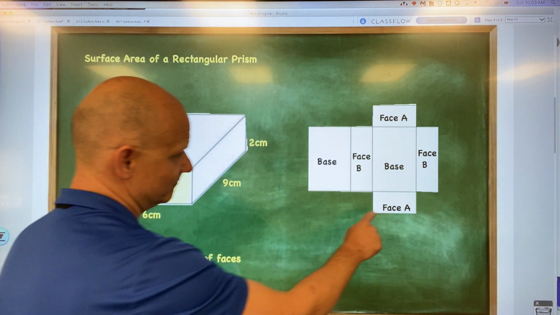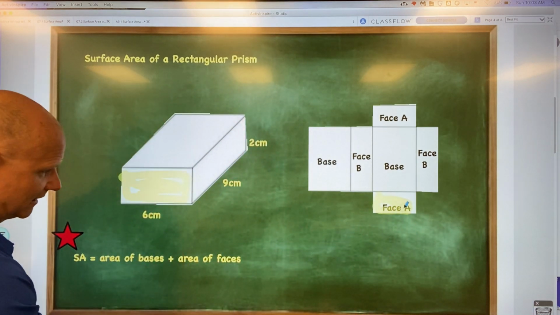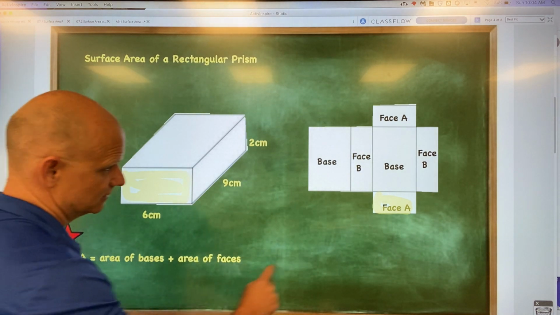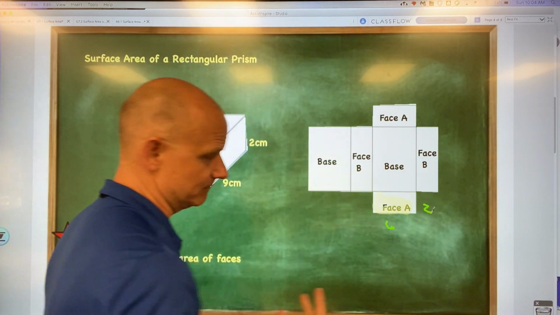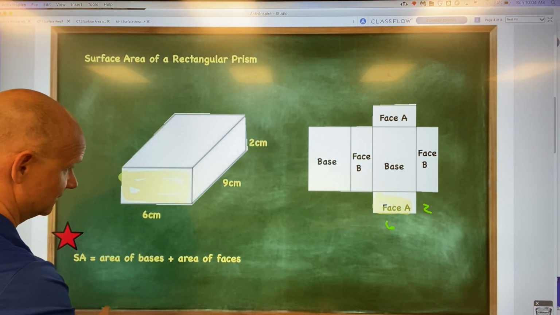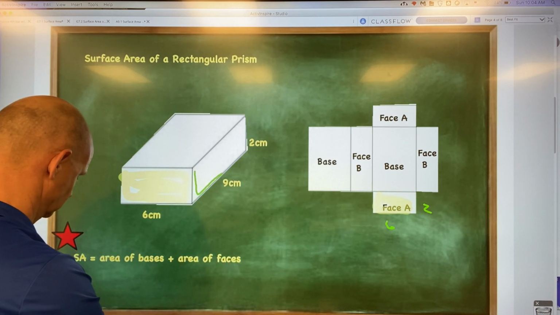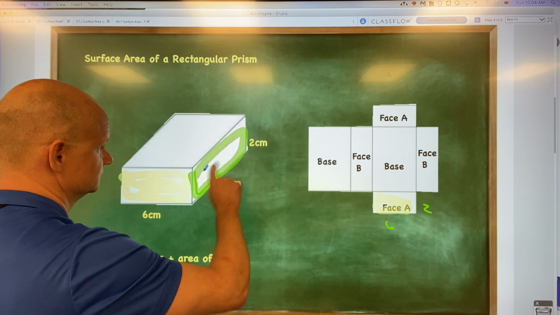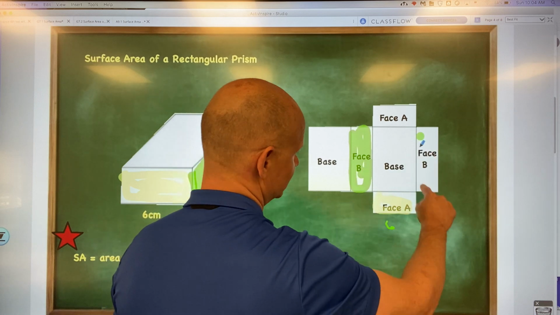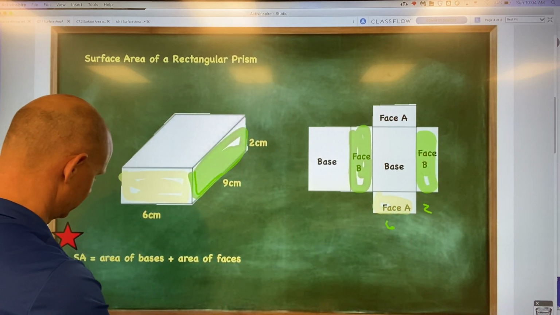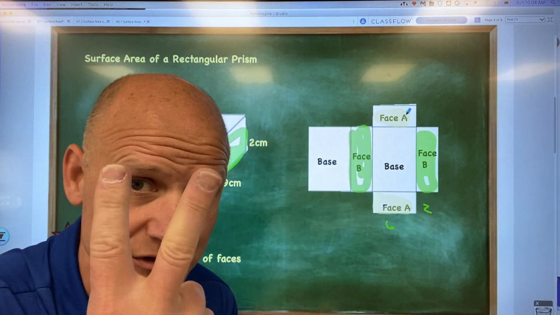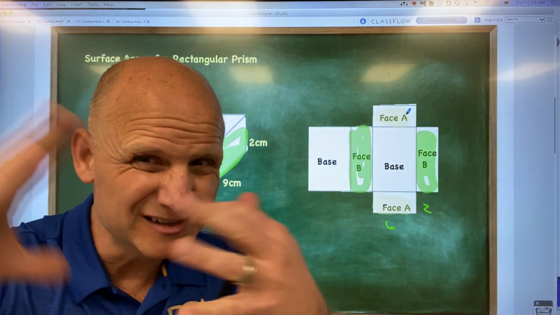For example, if I wanted this area, which could be this face right here, face A, I would have to do 6 times 2. This is 6, and this is 2. But then I've got to multiply by 2 afterwards, because there are 2 of them. And if I wanted this area right here, that would be face B. I would multiply 9 times 2, but then times 2, because there are 2. And then we put all this together.